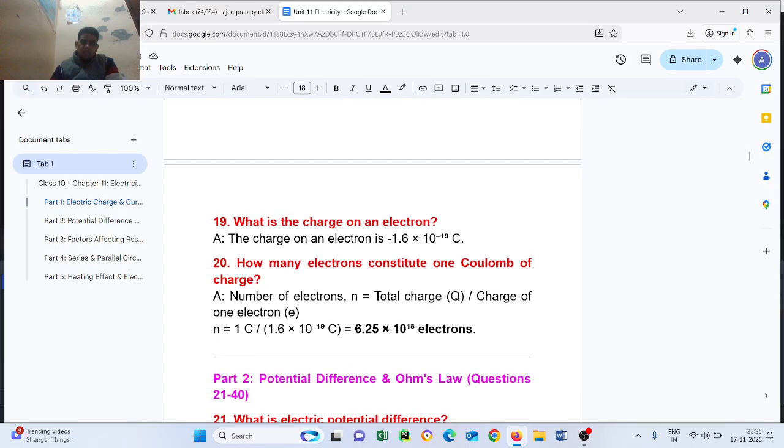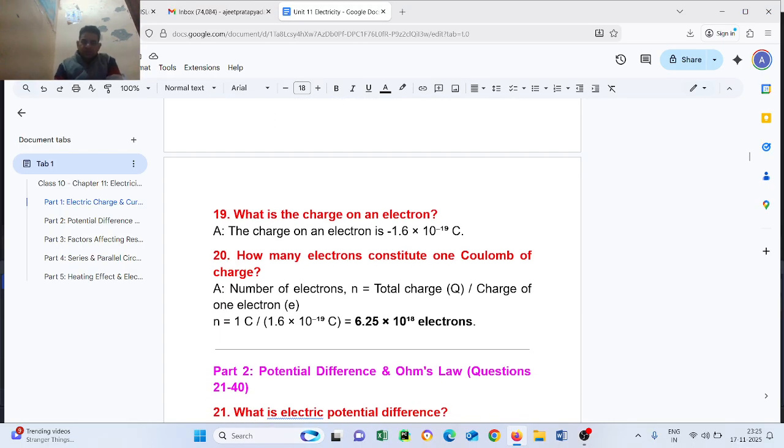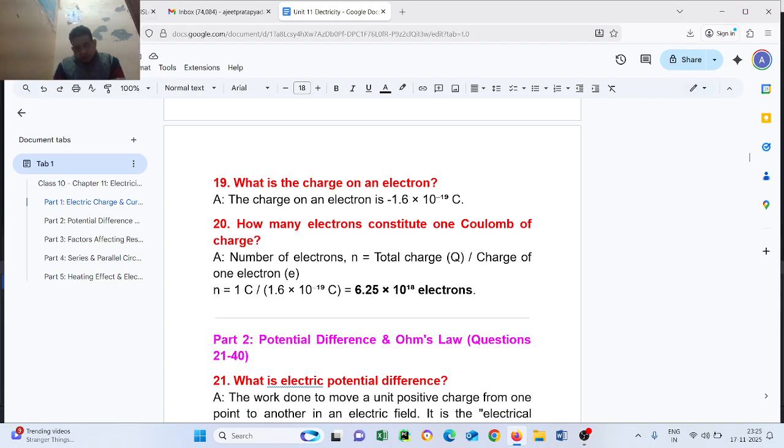Question number 20. How many electrons constitute 1 coulomb of charge? Number of electrons n equals total charge upon charge of 1 electron. So n equals 1 C upon 1.6 multiplied by 10 to the power minus 19 coulomb, equal to 6.25 multiplied by 10 to the power 18 electrons.